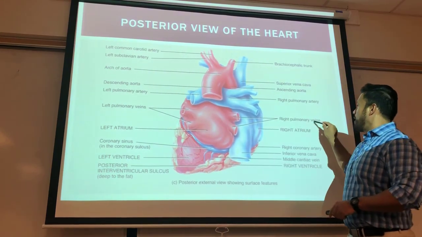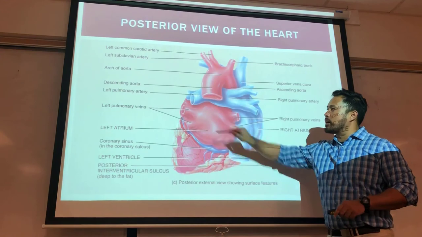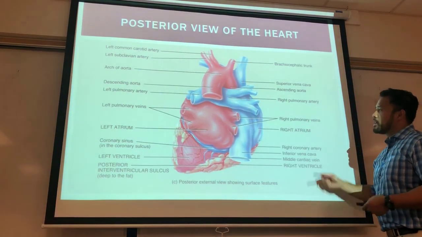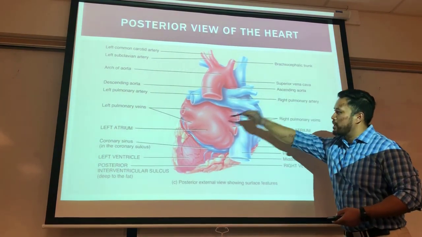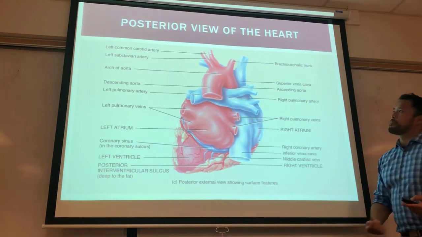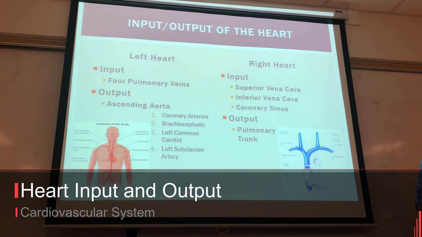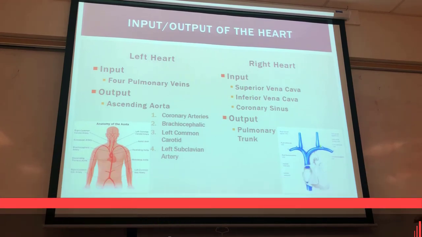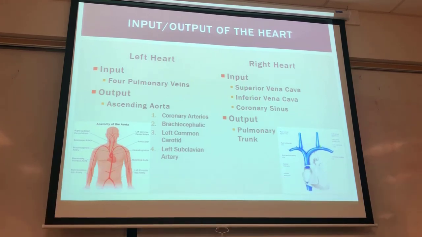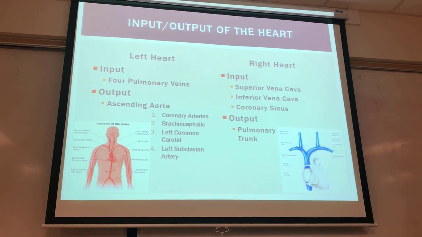So these veins are carrying oxygenated blood into the heart. And again, what governs them is the direction of blood flow. Veins going into the heart, arteries going away from the heart. So with this slide, you can see the input and output of the heart based on all that information, knowing that arteries deliver blood away, veins deliver back in.